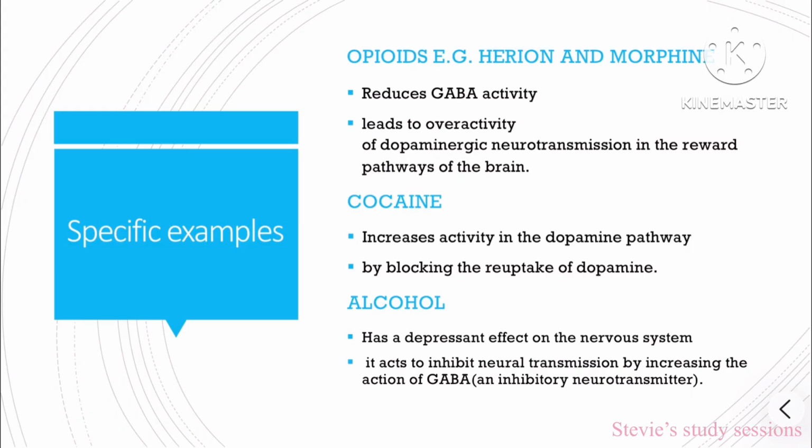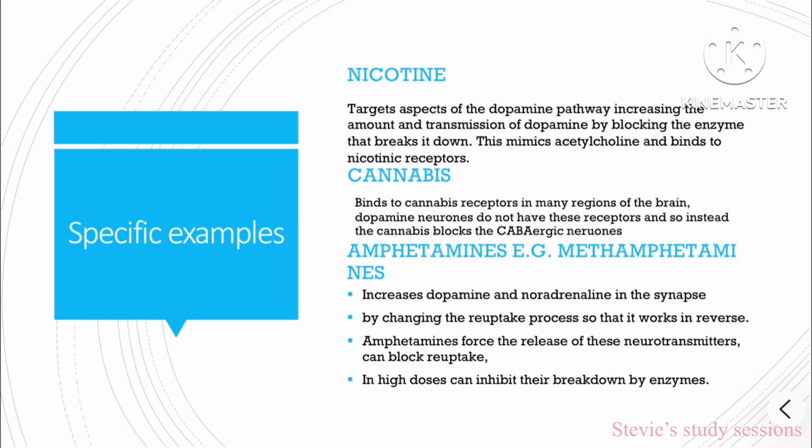Alcohol has a depressive effect on the nervous system. It acts to inhibit neurotransmission by increasing the action of GABA. If you don't know, GABA is an inhibiting neurotransmitter. Nicotine targets aspects of the dopamine pathway, increasing the amount and transmission of dopamine by blocking enzymes that break it down. It also mimics acetylcholine and binds to the nicotine receptors.